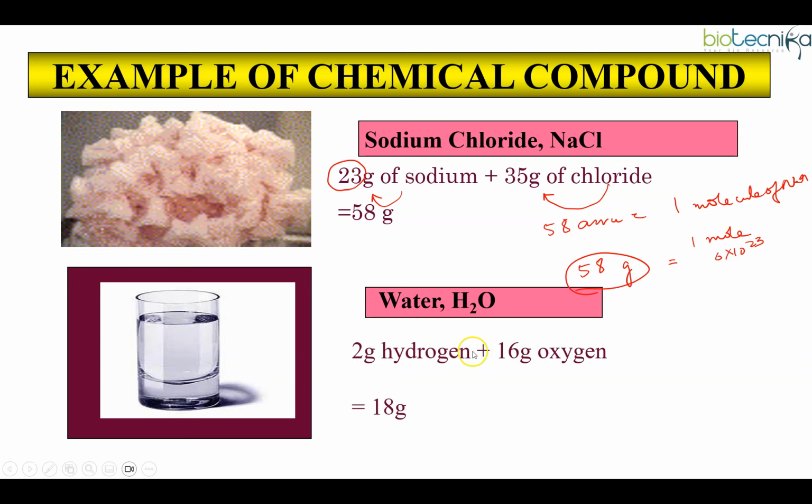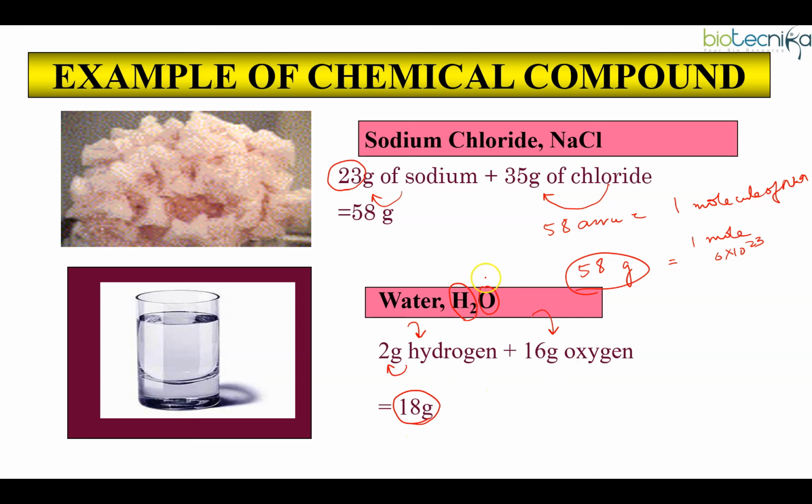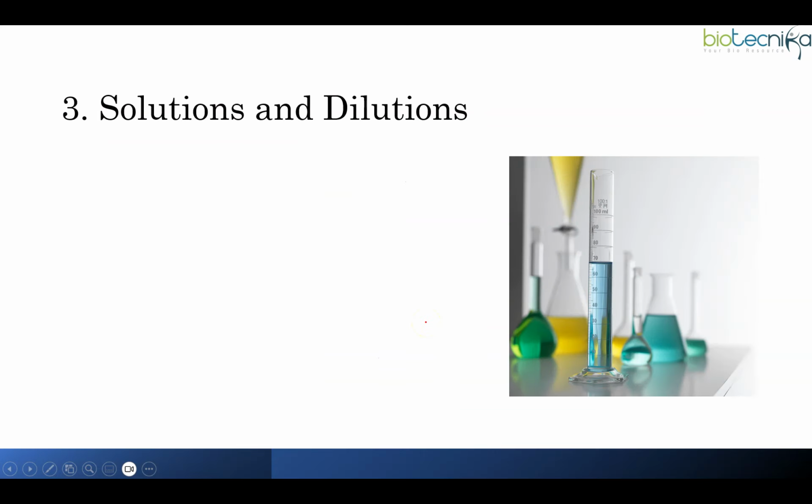Here is the answer for this. Water contains 2 moles of hydrogen and 1 mole of oxygen. 1 mole of hydrogen is 1 gram. If you take 2 moles of hydrogen, then it will be 2 grams plus 1 mole of oxygen, which will be 16 grams. Total molar mass of water will be 18 grams.